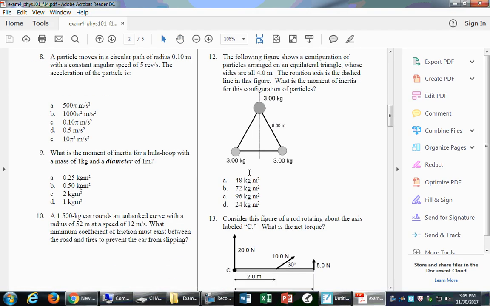Oh, this one? Your question is about the 3 kilogram mass? Why it doesn't contribute any moment of inertia? Is that what you wanted to know? Yeah.